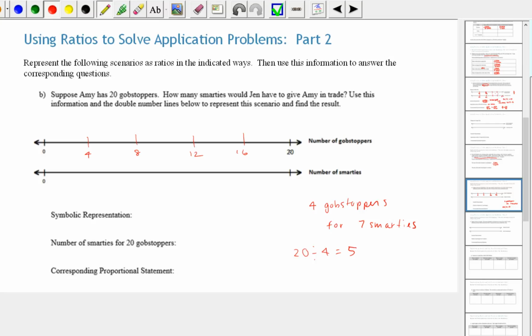And then we look at the Smarties, there's going to be 7 Smarties for every 4 Gobstoppers. So the 4 corresponds to 7. This is 14, 21, 28, and 35. So notice we divided by 4 and we multiplied by 7. And if we start with 20 Gobstoppers, again, think of this as unit analysis. We want to divide by the 4 Gobstoppers to get the 5.